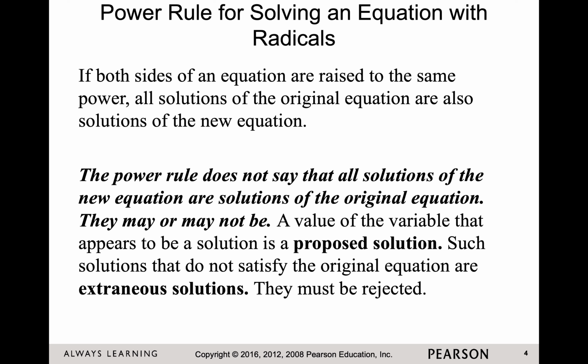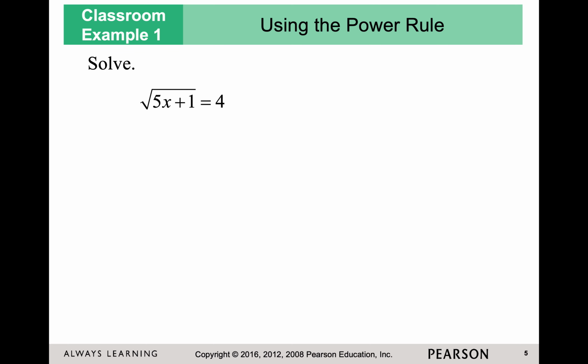So think about this. If I have the square root of 4, that always has to be 2. But if I have a cube root of 8, that could be 2 or negative 2. So there's a chance that you could have something like that happen in the power rule where you have an extra solution and you've got to check it out.